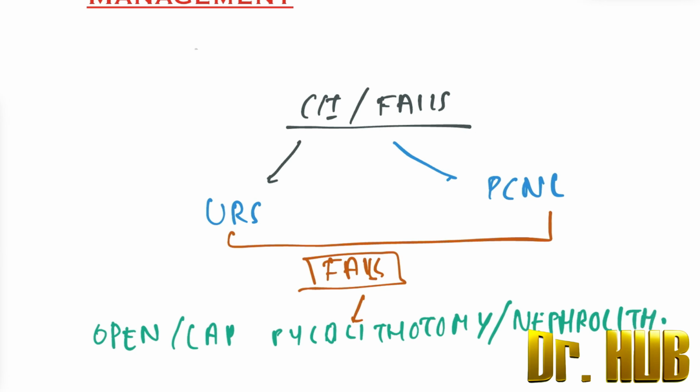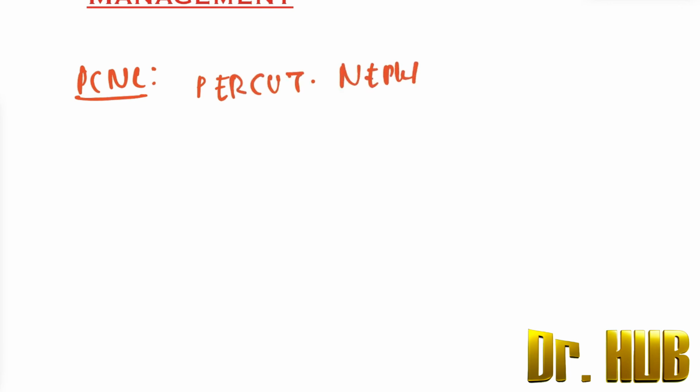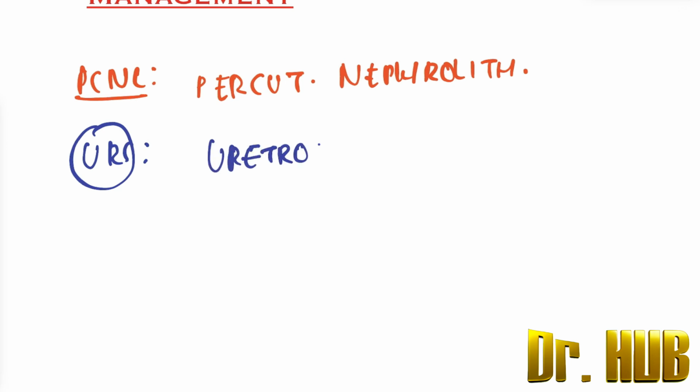Before we move on to the last condition, let's look at the full form of the PCNL. PCNL is nothing but the percutaneous nephrolithotomy. Next, what about the URS? The URS stands for the ureteroscopic retrieval of stones.